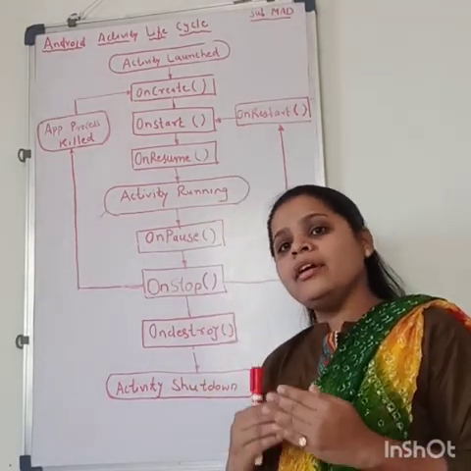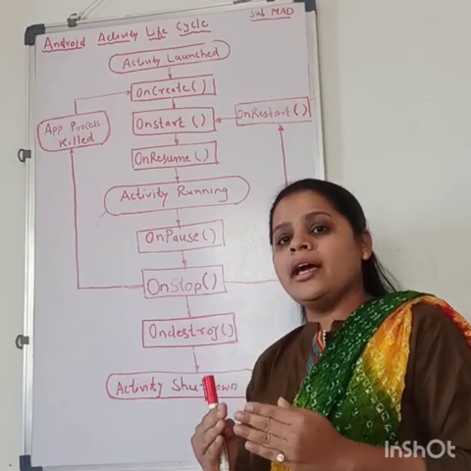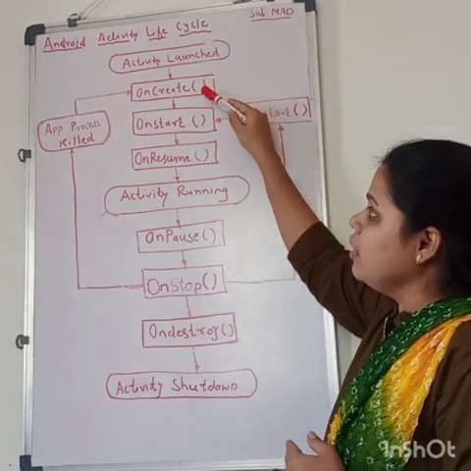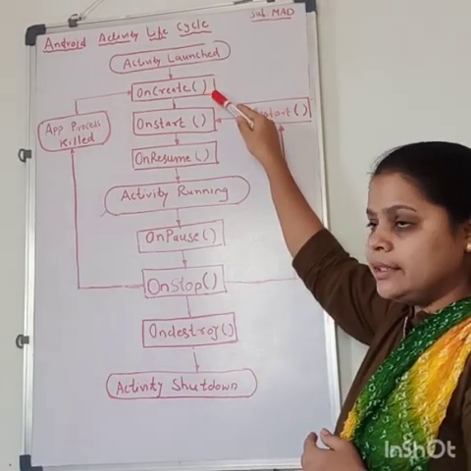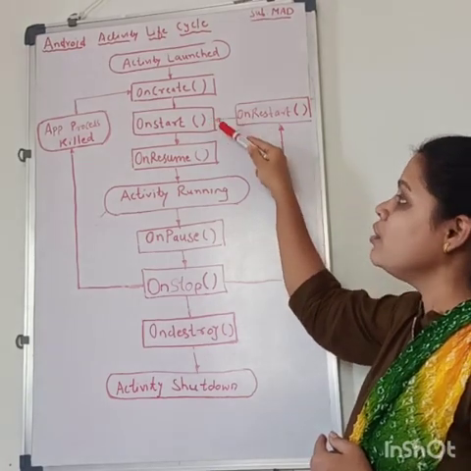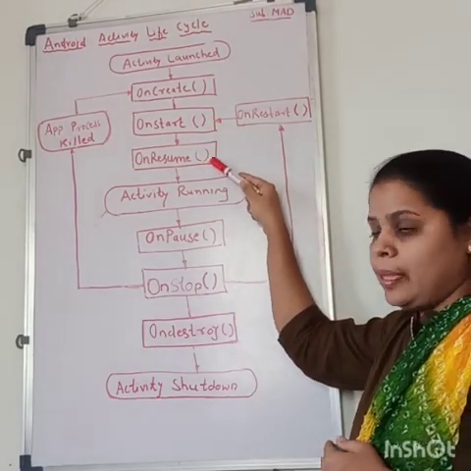Means whenever an activity is created and launched into memory, these three methods are called back to back. First of all, onCreate is called to create the activity. After that, onStart is called to start the activity, and then onStart will call onResume.